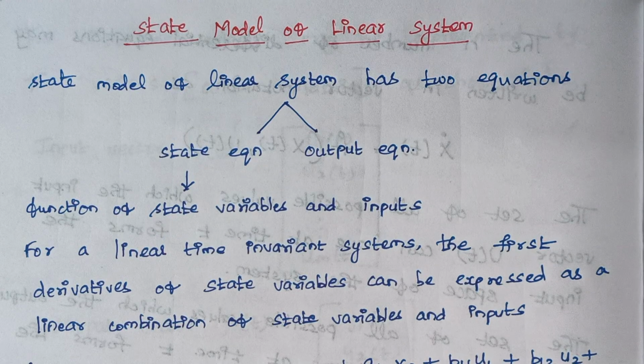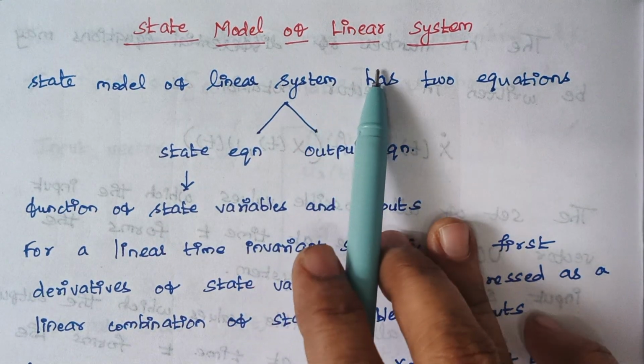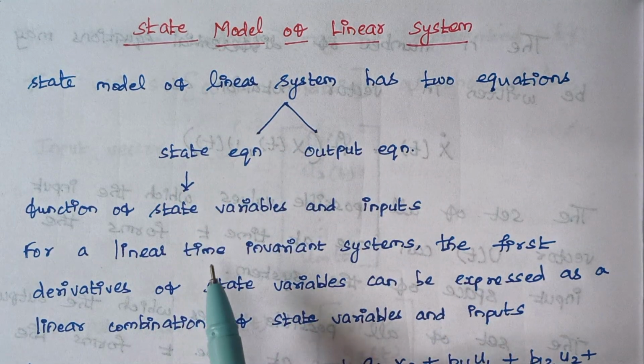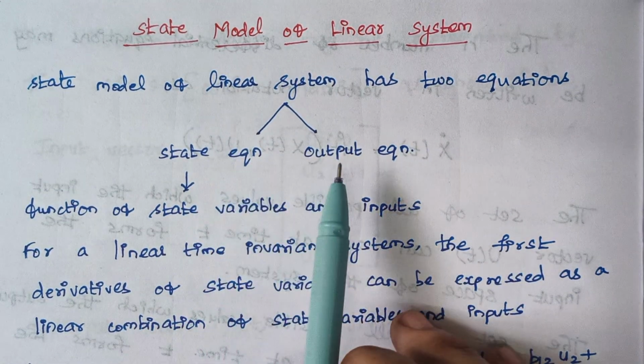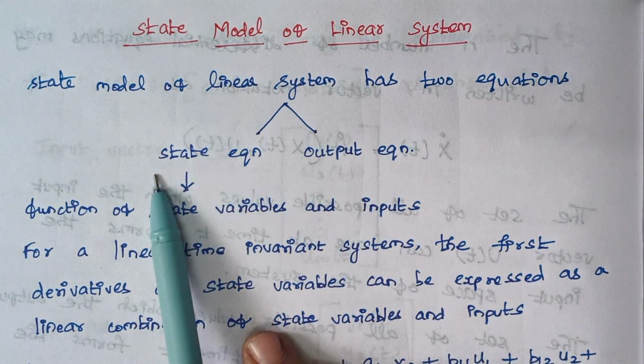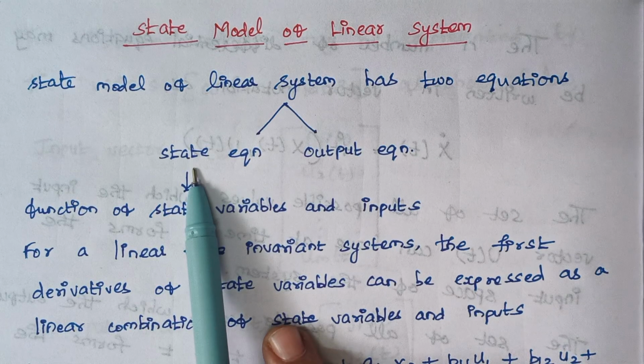Today we are going to discuss the state model of a linear system. A state model of a linear system has two equations. One is known as the state equation and another one is known as the output equation. So what is meant by state? State is nothing but a condition of a system at a particular time instant, right?